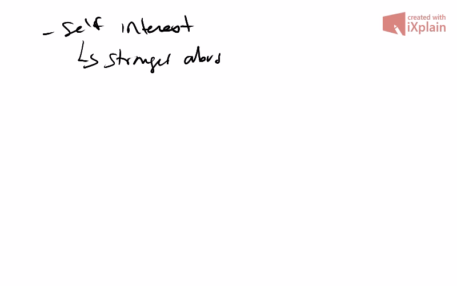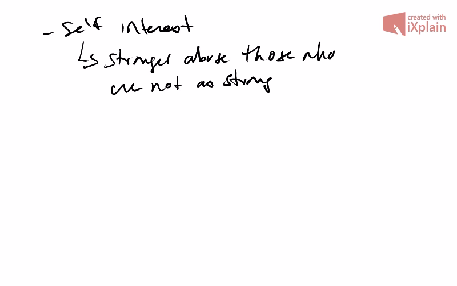So next, what might the state of nature look like and what might happen? Well, Locke believed that most people are fairly good and they'll respect the rights of others. But people are driven by self-interest. And sometimes people who are stronger abuse those who are not as strong. That's what Locke says.